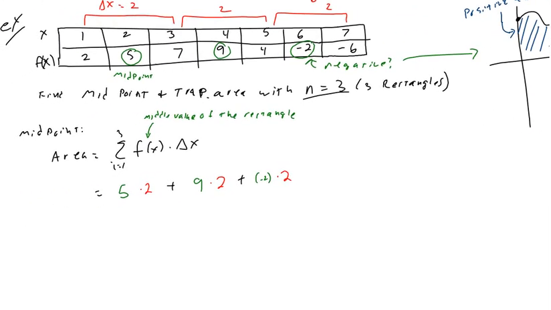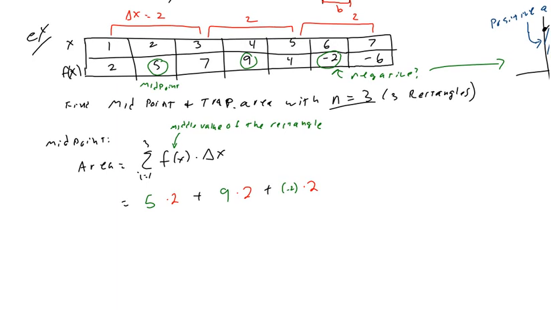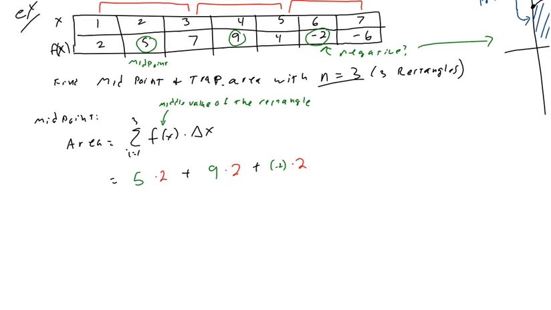And so we have that situation here. This negative 2 means the area of this section of the graph is below the x-axis. It's going to be negative. And so we calculate this out. We're going to get 5 times 2 is 10, plus 18, minus 4, and that's going to be 24.